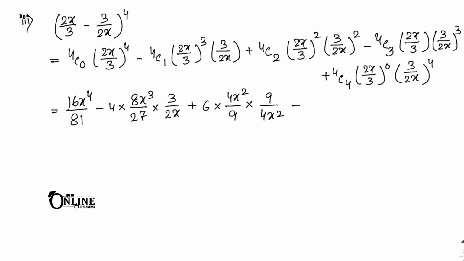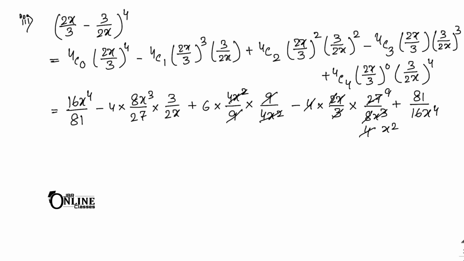Then the next one here 4c3 equals 4, and as here 2x by 3, then here 27 by 8x cube. Then the last one here 4c4 means 1, 2x by 3 again 1, and the last one will be here 3 to the power 4, that means 81, 2 to the power 4, 16, x to the power 4. So here 4x square, 9, 9 cancel out. Here 2 cancels out with this one is 4, 4, 4 cancel out. Now 3 and here 9. So x cancels out with x cube, it becomes x square. Here also 3 cancels out with 27, it's 9.